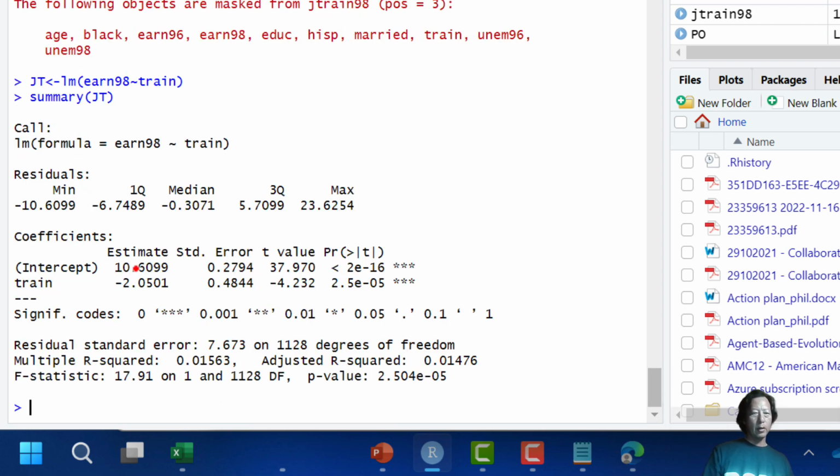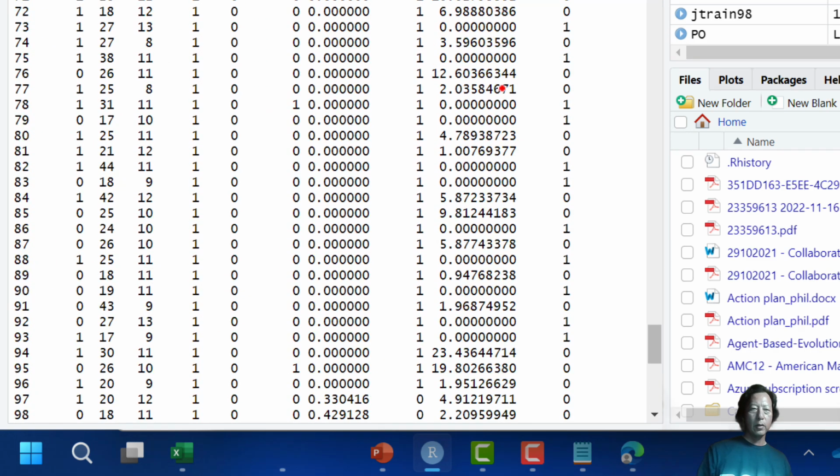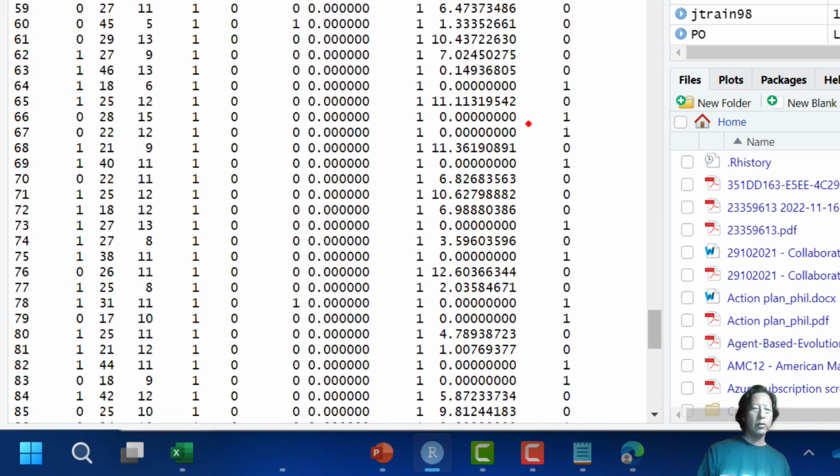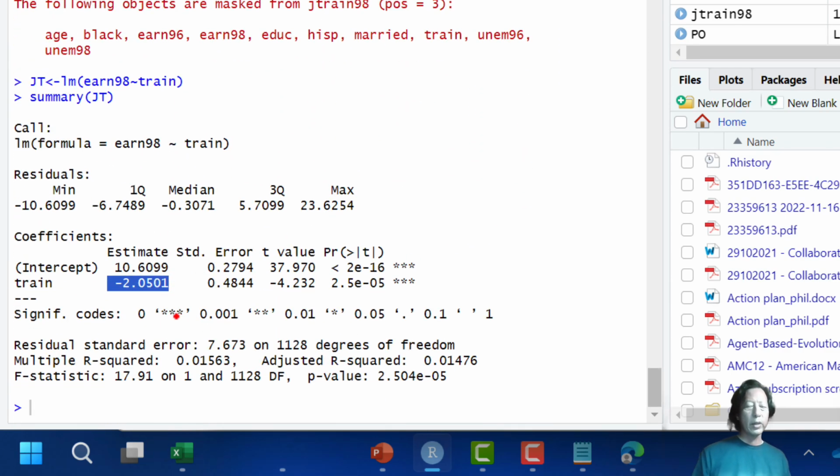Then you can see the training coefficient is minus 2.0, which means you have a train. Train is a 0 or 1. So if you have a train, your earning goes down, right? That's what minus means. If you have a train, your earning goes down by 2.